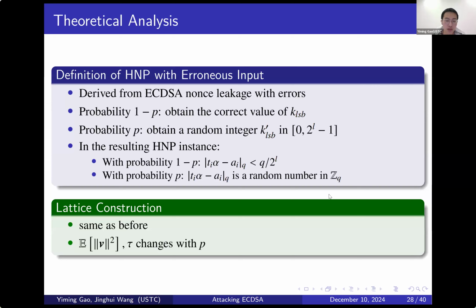The definition of HNP with erroneous input is derived from ECDSA nonce leakage with errors. We assume that with probability 1 minus p, we obtain the correct value of the L least significant bits of the nonce k, and with an error rate p, we only obtain a random integer instead. For lattice construction, x is the same, but the expected square norm of the target vector and the embedding factor tau change with error rate p.